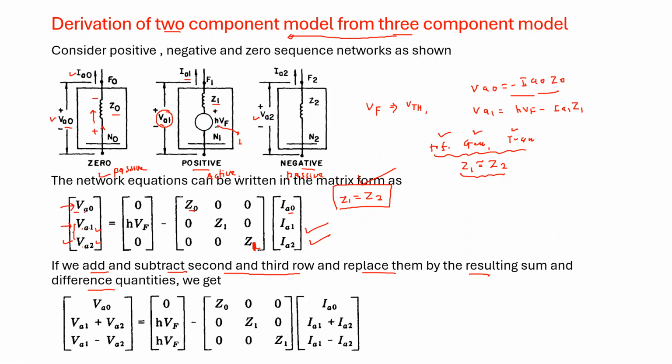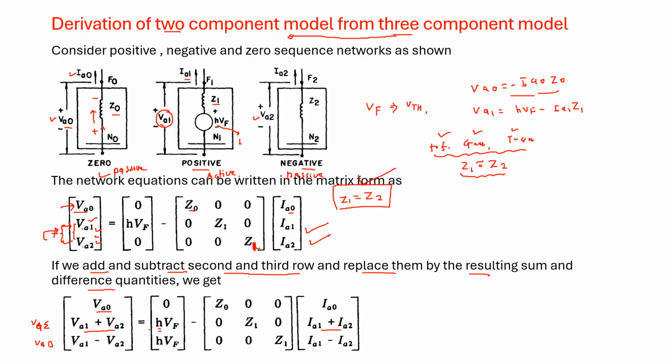So in this equation, VA naught is written the same; that is not changed. Now we are adding these two and putting the summation back into the second row. So this is VA1 plus VA2, which we write as VA summation, as we already learned. And again, whatever resulting quantity we have, we put in the second row. So here we get IA1 plus IA2, and then we subtract the second row and the third row, that is VA1 minus VA2. So this is VA delta, the positive difference, and HVF.